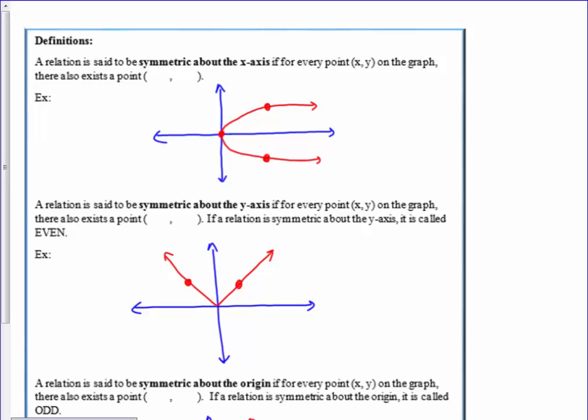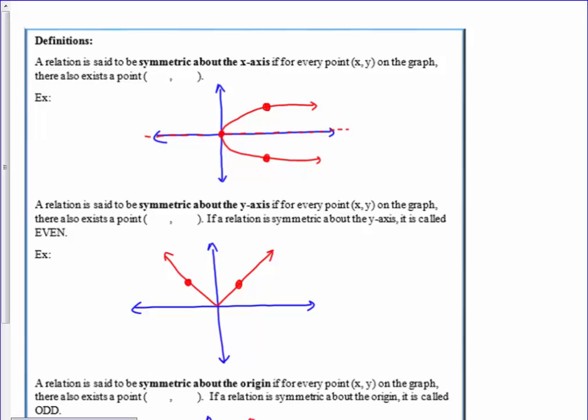Here we would like to talk about the definition of symmetries. In this class we will talk about 3 different symmetries. The first is symmetry about the x-axis, and I have drawn an example of a graph that is symmetric about the x-axis. Symmetry about the x-axis means that if you cut the graph along the x-axis, then you can fold one side of the graph over onto the other side of the graph and have it exactly match up.